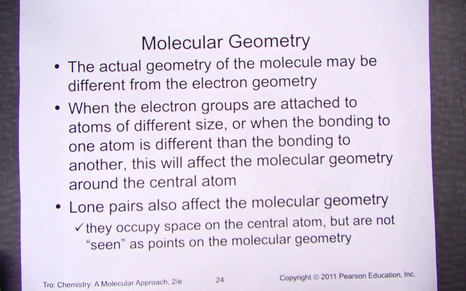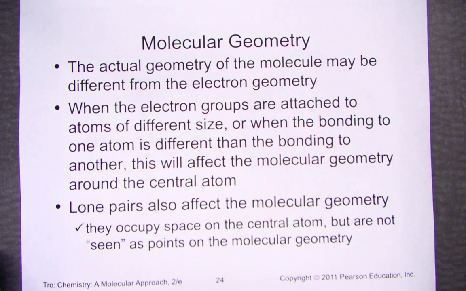The actual geometry of the molecule may be different from the electron geometry. When the electron groups are attached to atoms of different size, or when the bonding to one atom is different than the bonding to another, it'll affect the molecular geometry. And lone pairs of electrons affect molecular geometry. They occupy space at the central atom but are not seen as points in terms of molecular geometry.